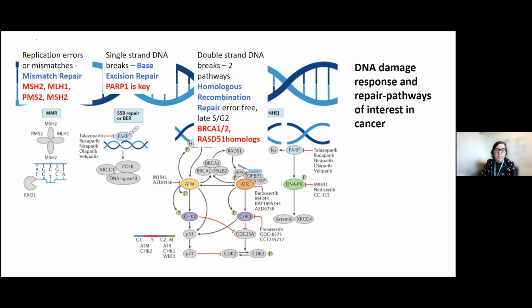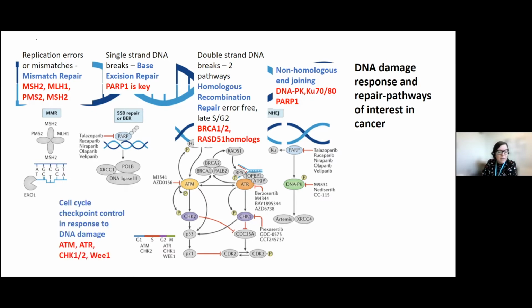And then double strand DNA breaks, we have 2 pathways. One is homologous recombination repair, which is an error-free pathway. It can only occur in late S and G2 phase of the cell cycle, and the key genes and proteins involved in this pathway are BRCA1 and BRCA2, which you'll have all heard of, and RAD51, not RAST51, that's a typo, and homologs. We have an alternative DNA double-strand break pathway, non-homologous end joining, that can occur at any phase in the cell cycle, and it's error-prone, and the key proteins and genes involved in that are DNA-PK and the Ku70/80 heterodimer, and PARP1 also has a role to play.